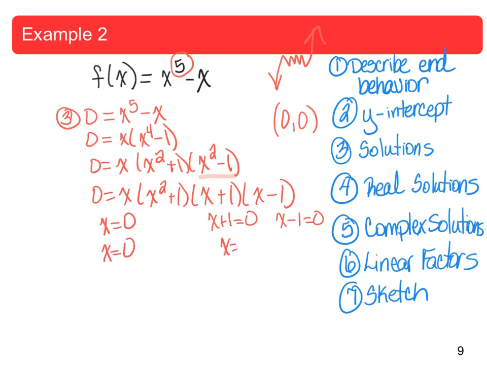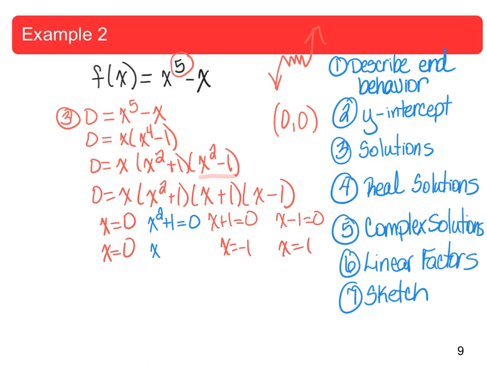And these are all real solutions, and they are all where I cross the x-axis. I cross the x-axis at all those points. Now I want to go up and deal with this x squared plus 1. So I'm going to do x squared plus 1 equals 0.